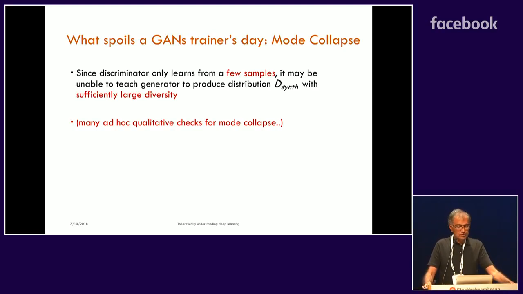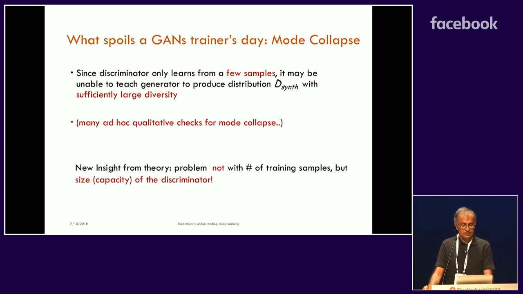But even if you achieve that goal, are you done? Well, what can spoil a GANs trainer's day is mode collapse. That the distribution that the generator has learned does not have enough diversity. And the typical way this is described or understood is that since the discriminator only learns from a few samples, it may be unable to teach the generator to produce a distribution with sufficiently large diversity, right? Because the discriminator hasn't really learned more than, say, a million real images, so how can it train the generator to produce a large distribution? And there have been many qualitative checks suggested for mode collapse.